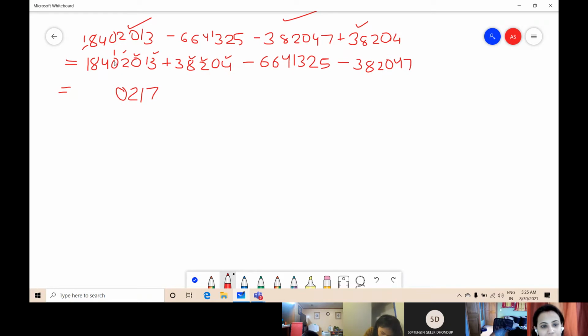Now 0 plus 1 is 1, and 1 plus 3 is 4. So I will write 4 here. Now next step, 4 plus, here is no number left, it means 0. So 4 plus 0 will be 4. Now 8 plus 0 will be 8. Now 1 plus 0 will be 1. So this is the number that we have got after adding the same sign. See the sign of addition.